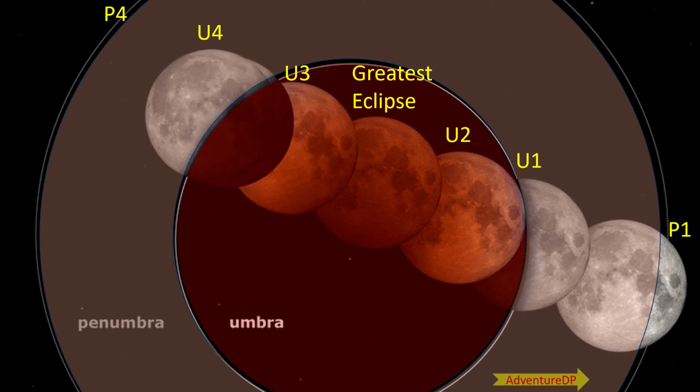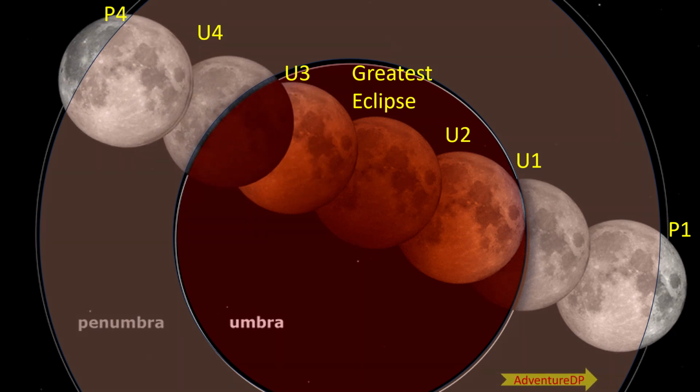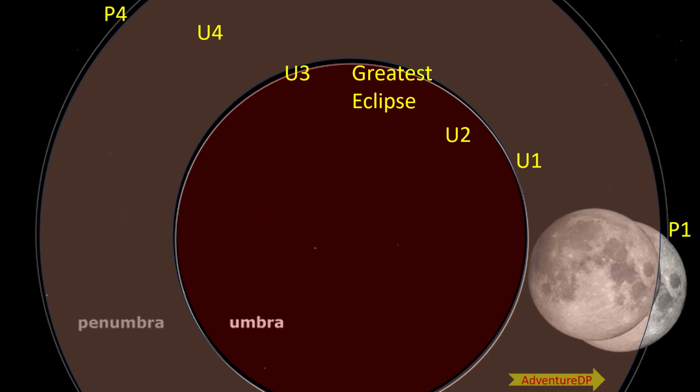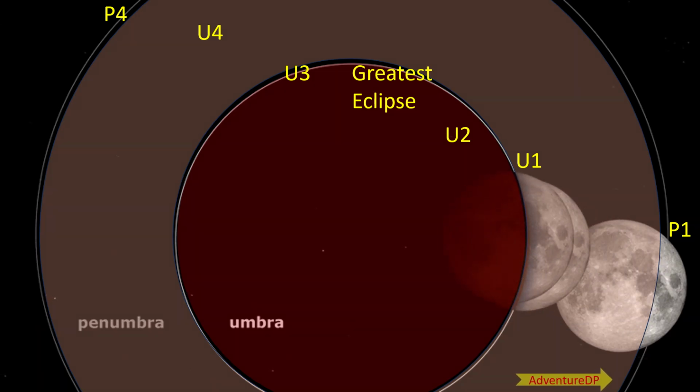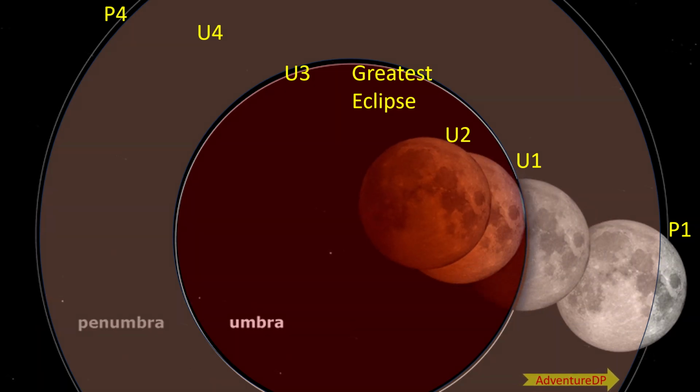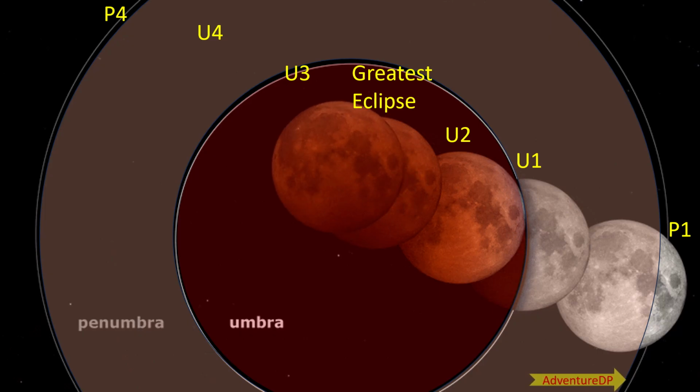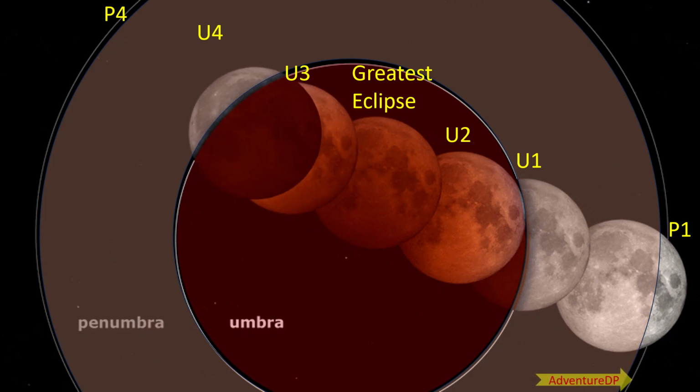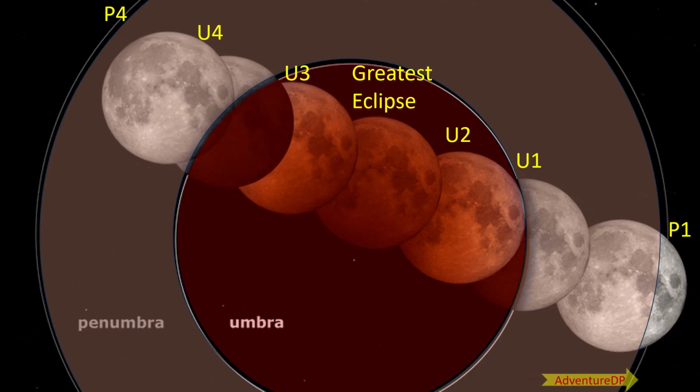And finally, end of penumbral eclipse, P4. The moon is now entirely out of Earth's umbra and moves out of the penumbra, ending the entire eclipse. The moon moves completely out of the Earth's penumbra and the eclipse is over.